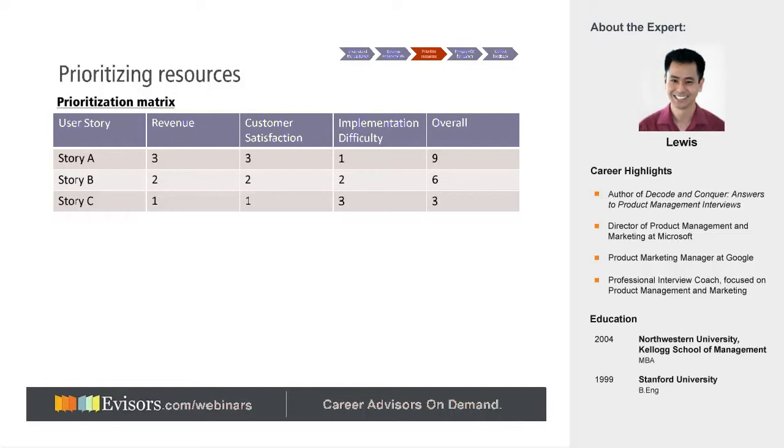But usually it's somewhere in between, and that in-between state is what I'm showing here in the table, which is really a list weighted by different priorities. We call this a prioritization matrix, and on the left-hand side we have different stories, which we just call story A, B, and C. For each one of those stories, we'll look at different characteristics or criteria. We're considering the revenue impact, the customer satisfaction, and the implementation difficulty. And we take a weighted sum or weighted multiple of these three different elements to get an overall priority.